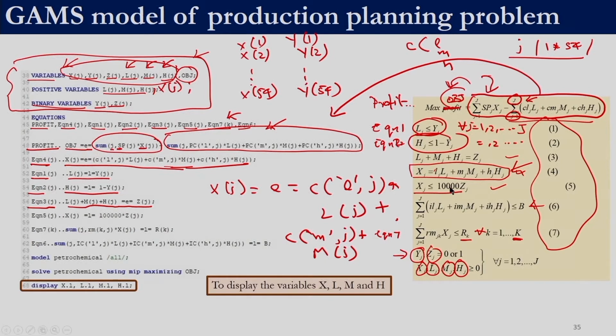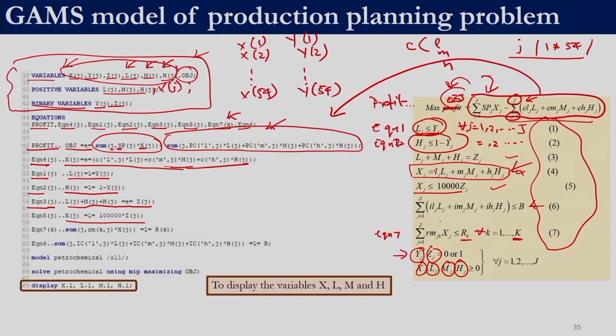Equation 5 again is straightforward. Equation 6 is similar to how we wrote the second part of production cost. It is similar to that part, except that instead of PC, which denotes production cost, we have defined the investment cost as IC. If you compare the second part of this profit equation and equation 6, you will see that it is similar. This is the investment cost which will be required for whatever we decide to produce, and the amount that is available is B.